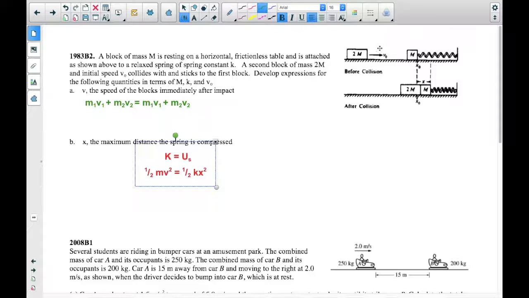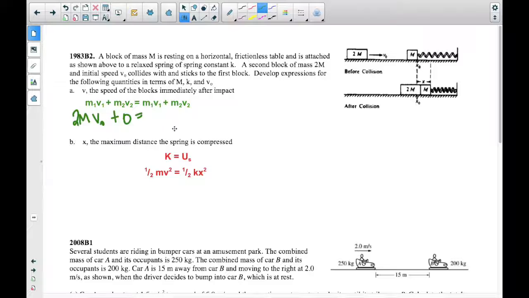Doesn't really matter which one you call m1, m2. I'm going to call this the 2m, and it is going to hit the other one, which is at 0 velocity at that time because it is just sitting there. And then when it hits it, they're going to stick together, and so that's a 3m, and they have the same velocity because they are together. So now all I need to do is solve this for final velocity.